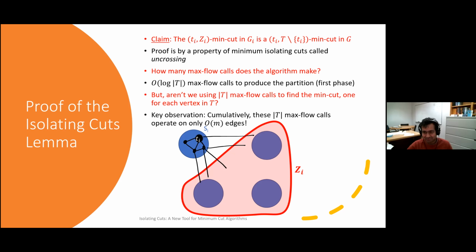All right. So that establishes the isolating cuts lemma. Let's see how that makes life easier for us.